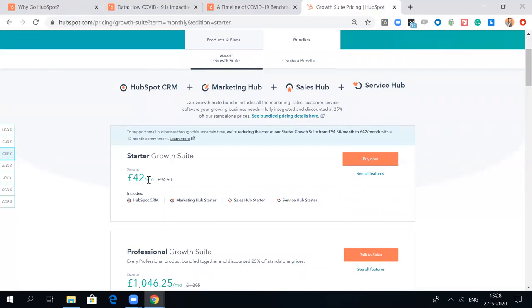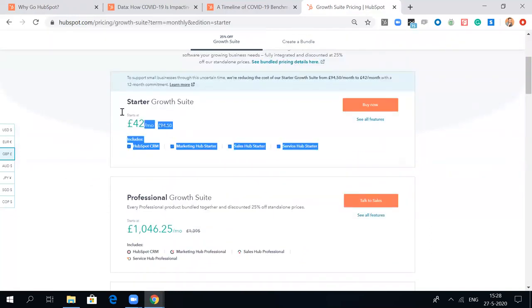And that's for the year, £42 a month for the full year. Exactly. For the full year, the offer is £42 a month.